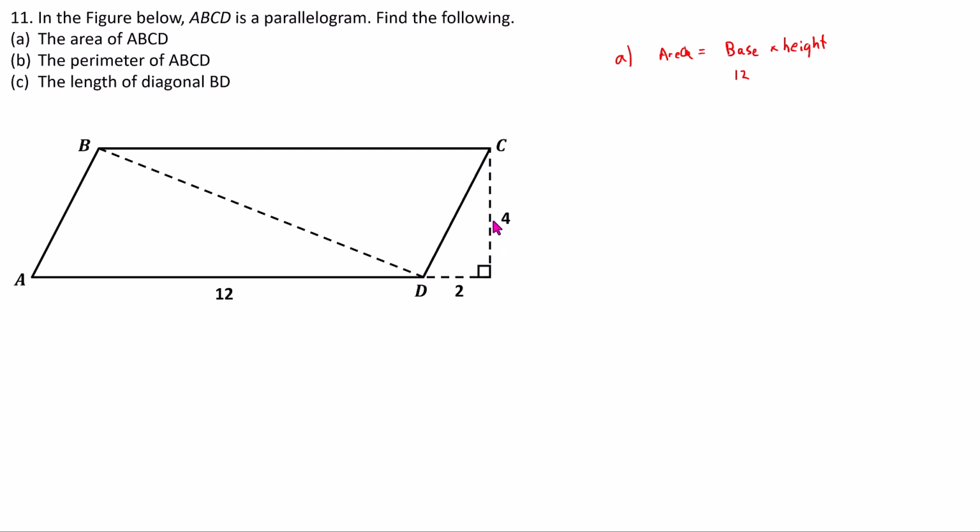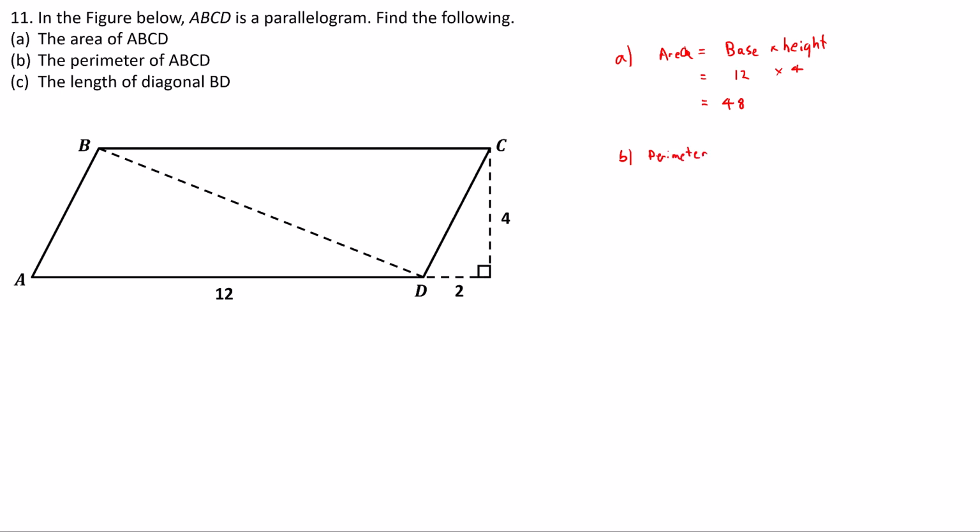It's this line of length 4. We know it's a height because it has a right angle, which indicates that it's the perpendicular distance between these two parallel lines. So we know the height is 4, which means the area is 12 times 4, which is 48. Moving on to part B, which is a little bit harder, we have to find the perimeter of ABCD.